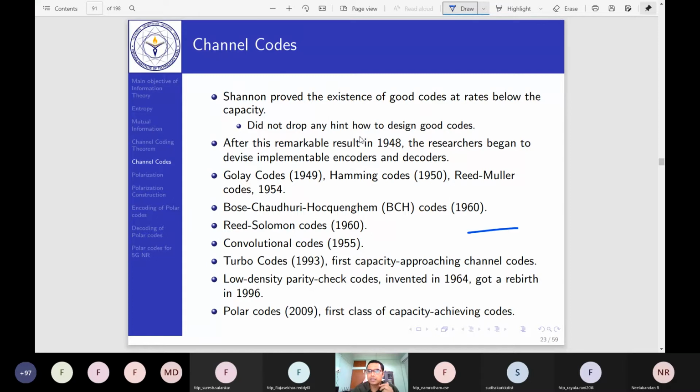Until 2009, all these codes, turbo codes and LDPC codes, are capacity approaching. That means the rate will be very close to capacity, but there will be some gap between capacity and the operating rate at which almost negligible probability of error is achieved. That's why turbo codes and LDPC codes are called capacity approaching codes.